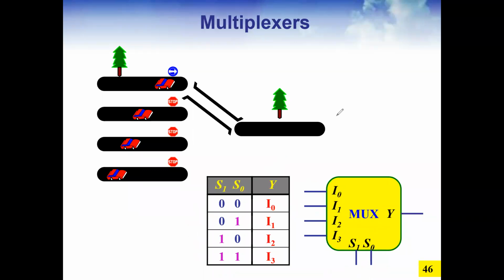Yes. Okay. After this truth table, let's see the design. How can we design it? It's very simple again. Y is equal to I0 if the S1 value and S0 value are both 0, 0. This way we can design the circuit.